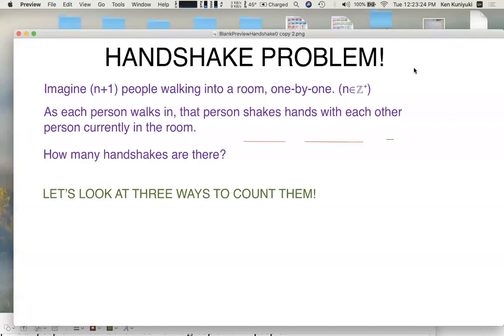All right, folks, let's do the handshake problem. Imagine n+1 people. I know Josh Hutcherson, or whoever the guy's name is, was using n people, but let's now imagine n+1 people walking into a room one by one, where n is a positive integer. As each person walks in, that person shakes hands with each other person currently in the room. How many handshakes are there? Let's look at 3 ways to count them.